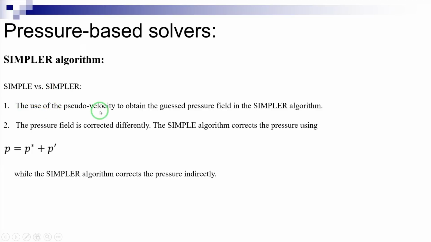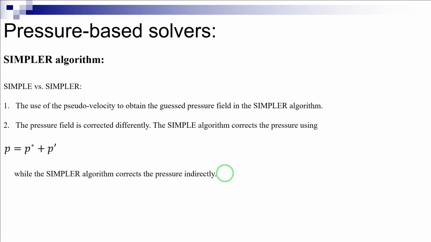First is the use of the pseudo-velocity to obtain the guessed pressure field from a discretized equation for pressure in the SIMPLER algorithm. And the second one is that the pressure field is corrected differently. The SIMPLE algorithm corrects the pressure using this equation, while the SIMPLER algorithm corrects the pressure indirectly through correcting only the velocity field.